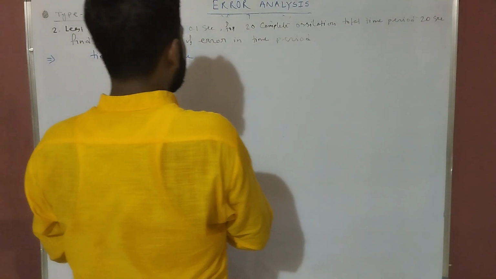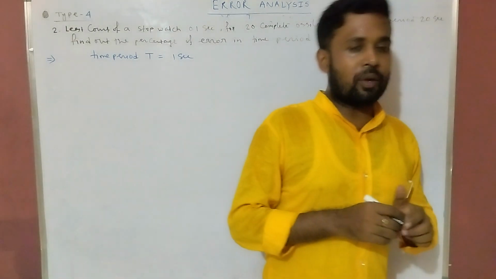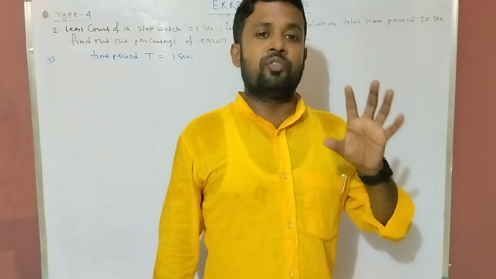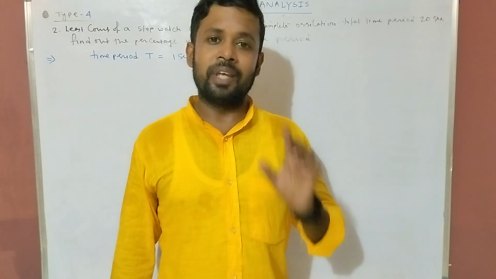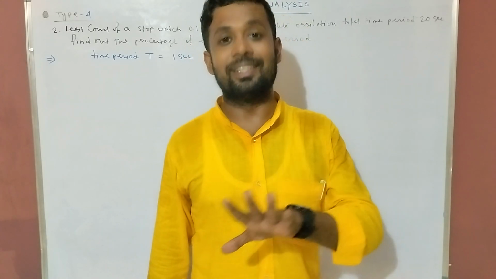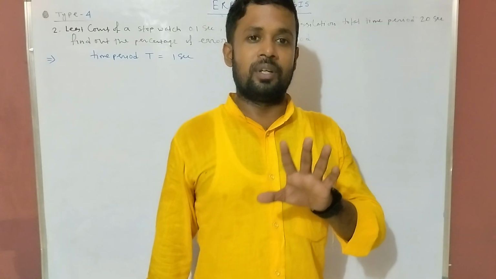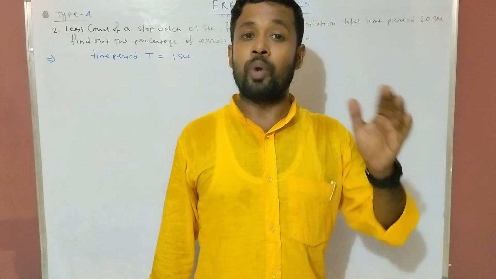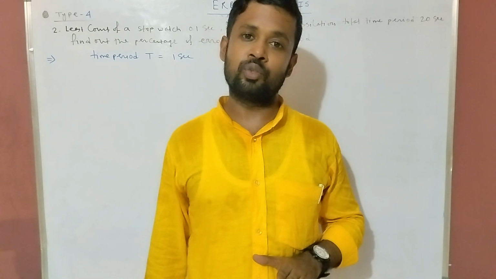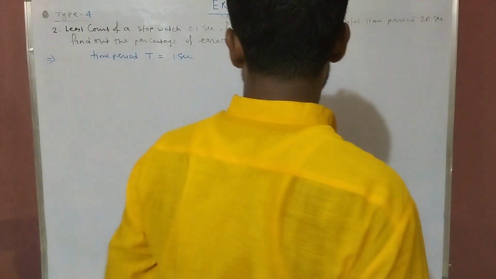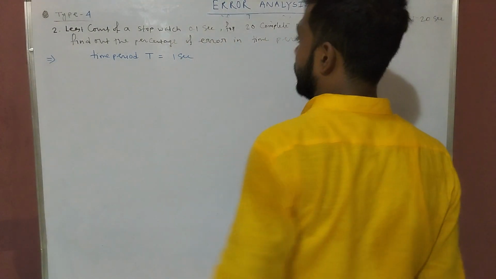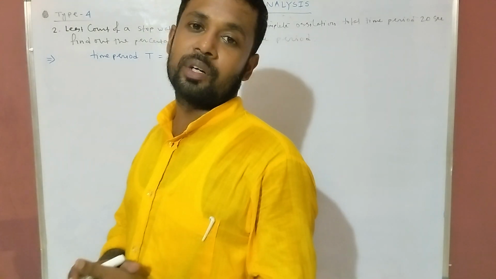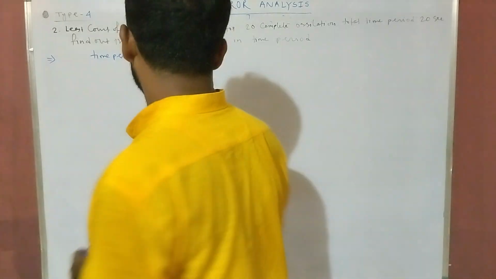Very good. Now you have to clear a concept. If you take 5 readings of time period, then the error will be 5 times less. If you take 20 observations, then the error will be 20 times less. So here, for 20 oscillations, the error will be 20 times less. Understood or not? Any doubt?